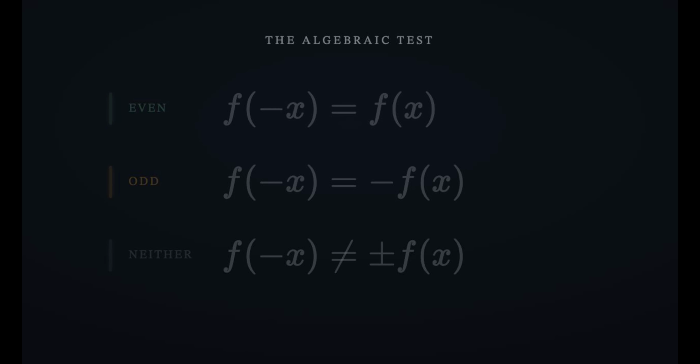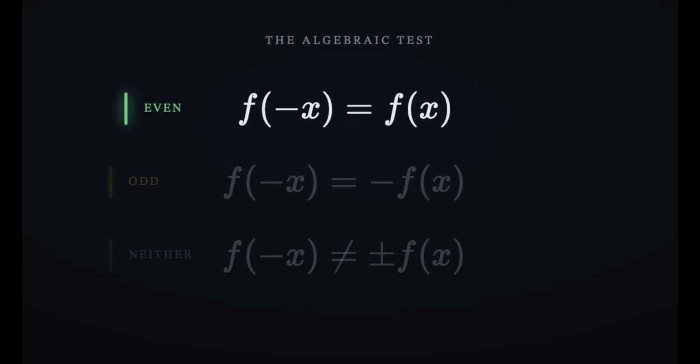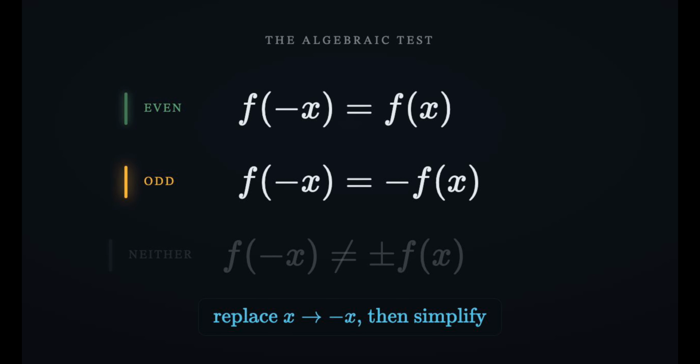Algebraically, a function is even if f(−x) = f(x). That is, if you replace every x with −x and simplify, you will get the original function back. Algebraically, a function is odd if f(−x) = −f(x). That is, if you replace every x with −x and simplify, you will get the negative of the original function back.